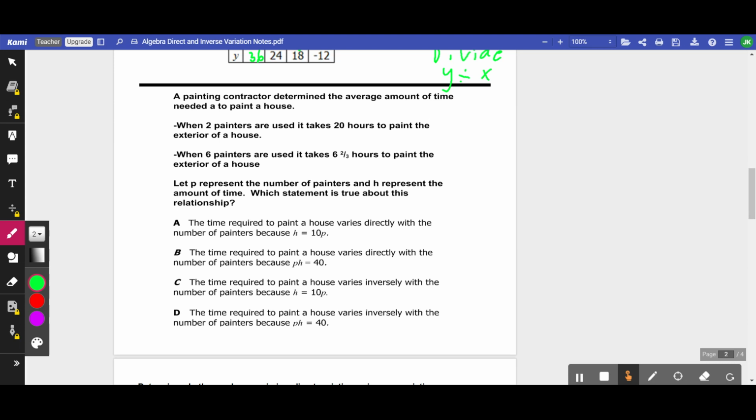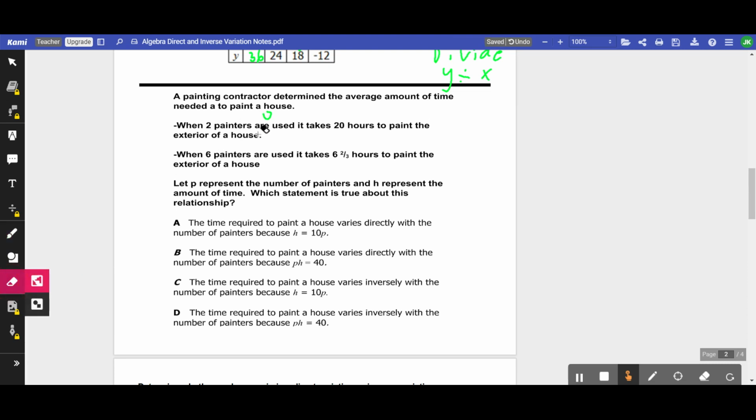So I would first figure out whether this is direct or inverse to start. You can figure out whether you get the same thing when you multiply these two together or when you divide. If you divide the 20 by the 2, you'll get 10. But if you divide 6 2/3 by 6, you wouldn't get 10 there. So you tried dividing and you didn't get the same thing.